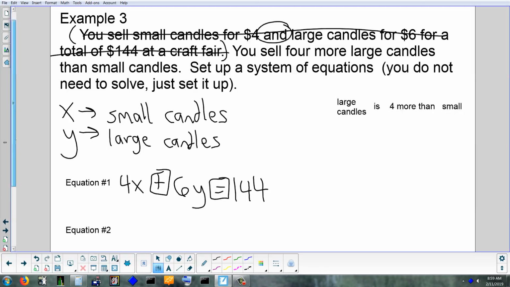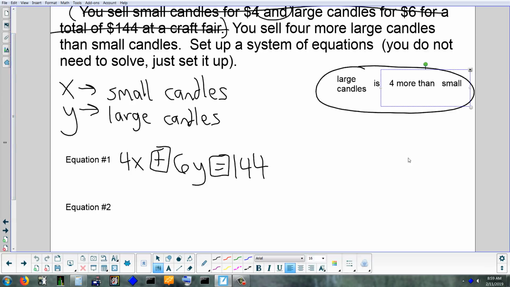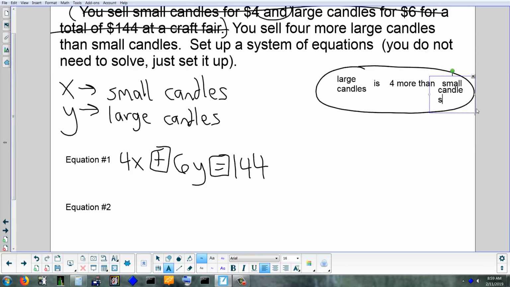Second, you sell, Mr. Hager kind of broke it down over here. I just worded it a little differently, but it means the same thing. Large candles, so whatever letter we're using to represent large candles, is for more than small. So large candles, what's representing large candles? Y, like Donovan just said. Y. So large candles, I just used it, is Y.